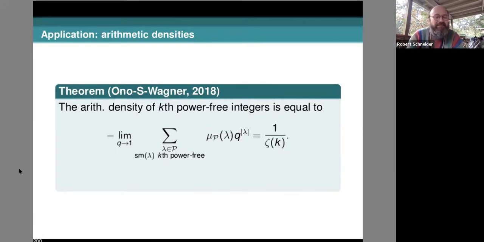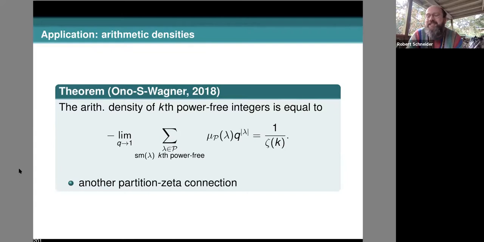And this gives us another partition zeta function connection. I just want to say that this is another interesting connection between partitions and the zeta function. They're very naturally connected across a number of different paths.